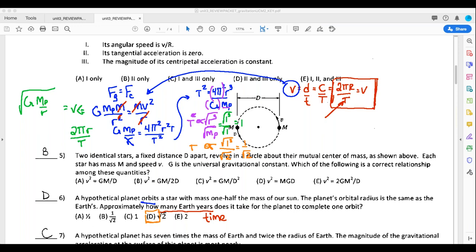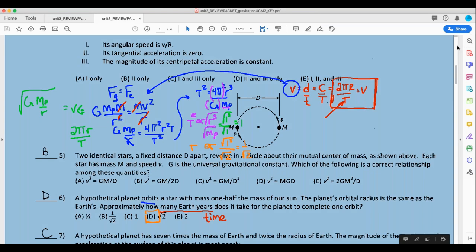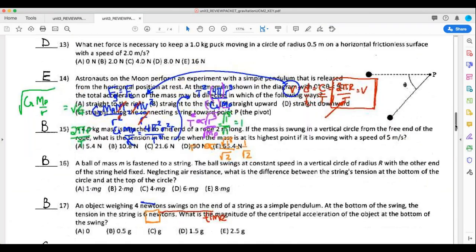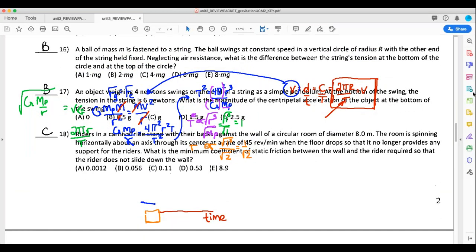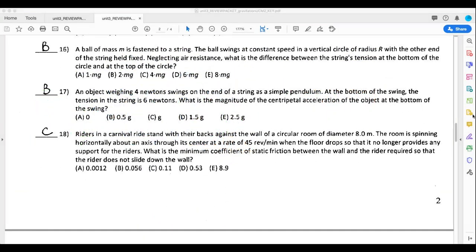Take a look at 17 and 18 in packet number 2. All right. 17 says an object weighs 4 newtons and it swings on the end of a string as a simple pendulum. At the bottom of the swing, the tension is 6 newtons. What is the magnitude of the centripetal acceleration of the object at the bottom of the swing?